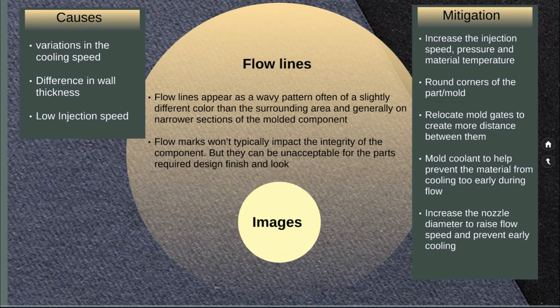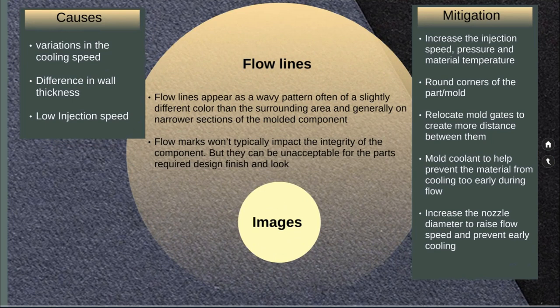The causes of flow lines are variations in the cooling speed, the difference in wall thickness and the low injection speed. So what are the ways to mitigate flow lines? The first thing is to increase the injection speed, pressure and material temperature. Second is round corners for the part or mold, so it has to be taken care of during the design phase.